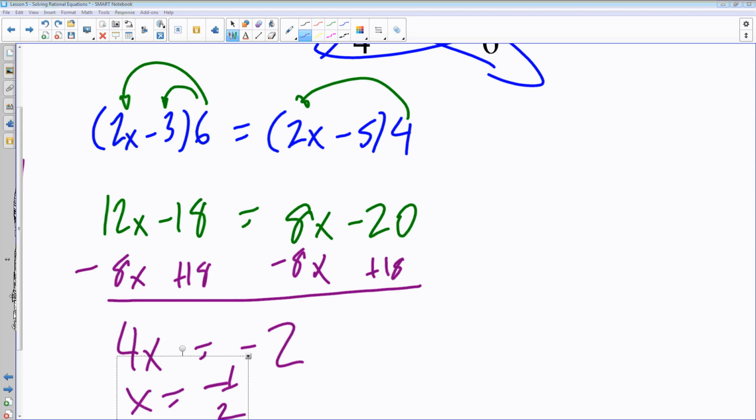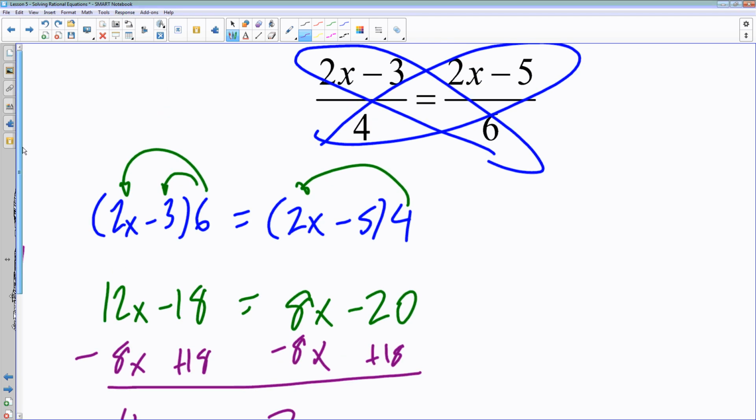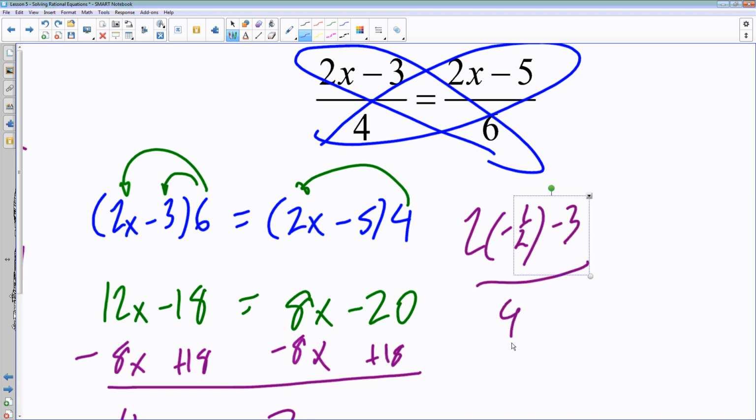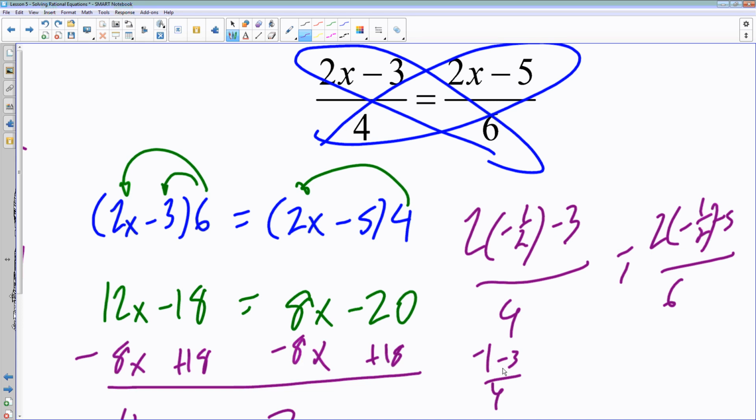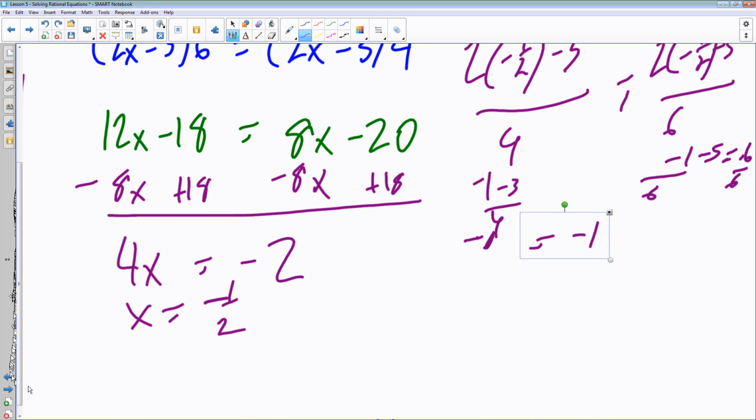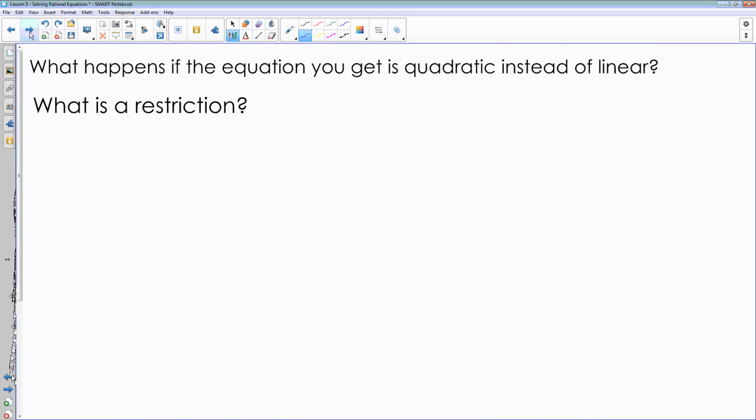Again, we can check and make sure that it works out. So 2 times negative 1/2 minus 3 over 4 should equal 2 times negative 1/2 minus 5 over 6. So that's negative 1 minus 3 over 4, or negative 4 over 4, or negative 1. Then we get negative 1 minus 5 over 6. That's going to be negative 6 over 6, which is negative 1. So yes, indeed, x equals negative 1/2.